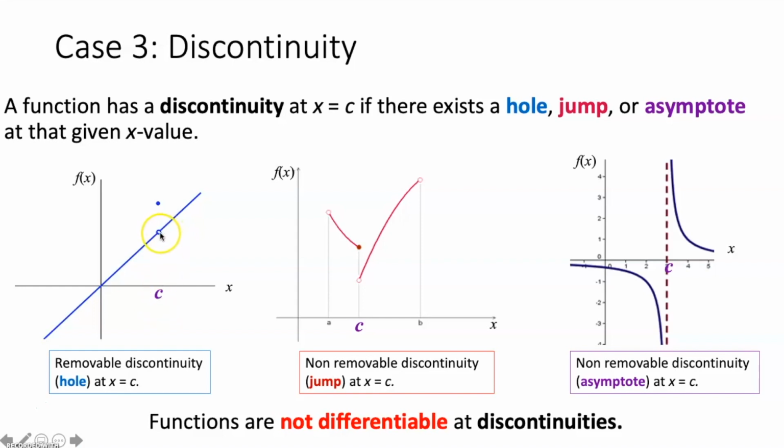So at this hole, the function is not differentiable. At this jump, the function is not differentiable. At this asymptote, the function is not differentiable. And it makes sense because functions that are differentiable have to be continuous, and these functions are not continuous at those given x values.